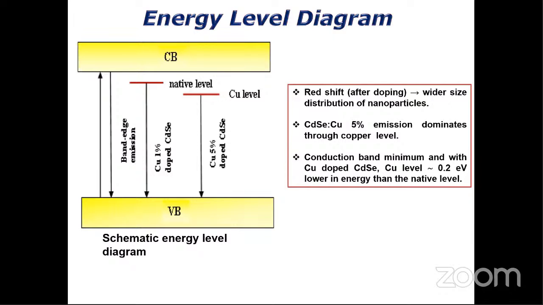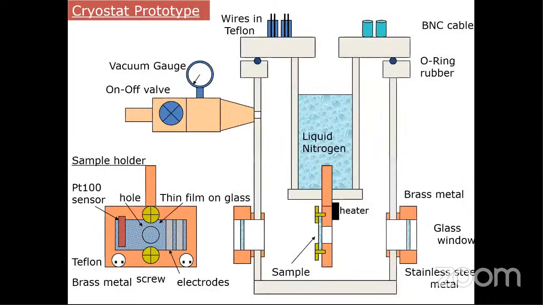Okay, the red shift after doping is due to the wider size distribution of nanoparticles. At 5% copper, emission dominates due to the copper levels introduced after the copper doping inside the materials, which I have shown in the schematic energy level diagram. With the conduction band minimum in copper doped cadmium selenide, those copper levels are present, 0.2 electron volt lower in energy than the native levels present in that system.